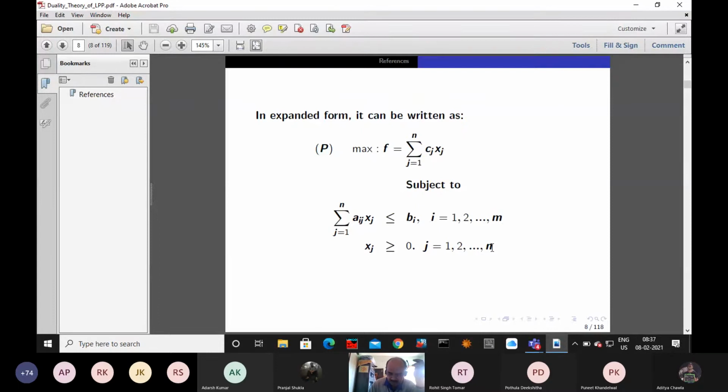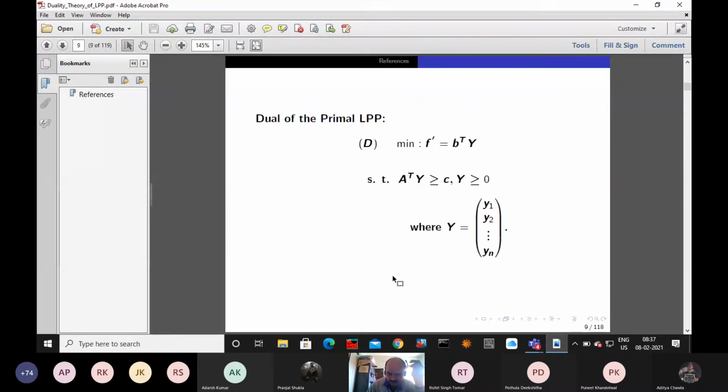Further, if we directly write the dual, it will be like this. We will try to prove how we have got the dual. The dual is minimization of f dash, equal to b transpose y. The b vector is known to us, its transpose is known, into y. The y is the dual variable vector. What is the constraint? A transpose y is greater than or equal to c, and y is non-negative, where the y vector has n number of components, y1, y2, yn, and they are all non-negative.